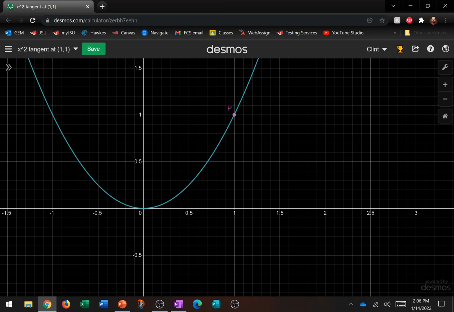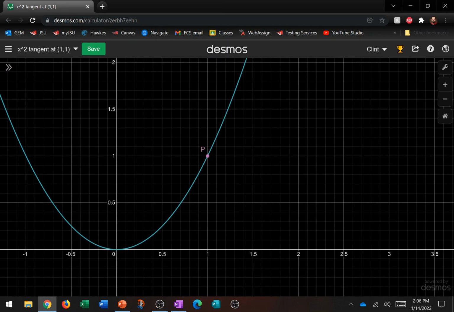There's our situation. This is the graph of y equals x squared, a parabola, and we want to know the graph of the tangent line to this curve at the point P, and we said that point P was (1, 1). So the idea is we want a straight line that only touches that curve right at that one point. That's what we're going with right now. We'll get a little bit better definition shortly.